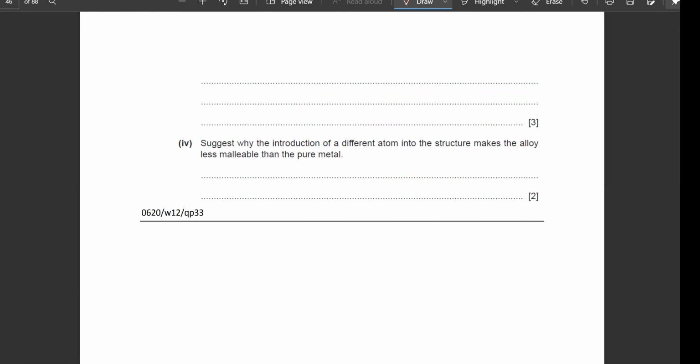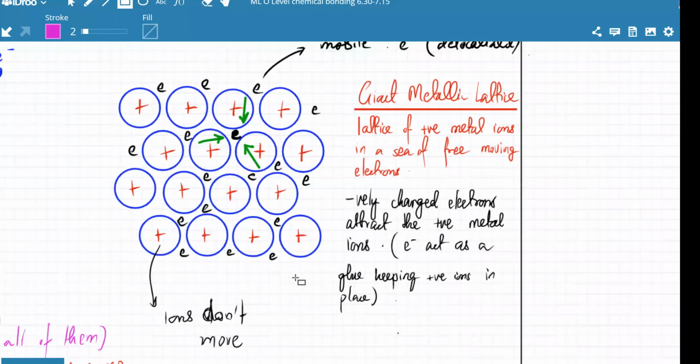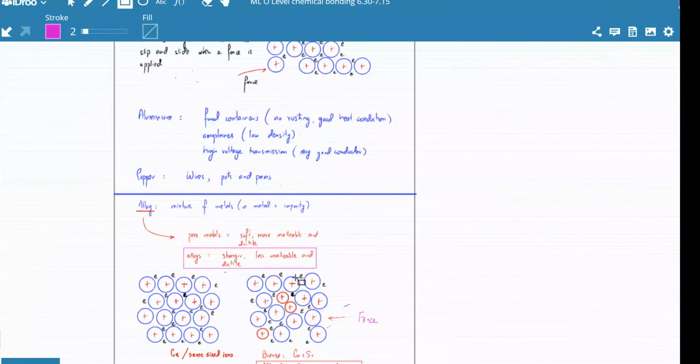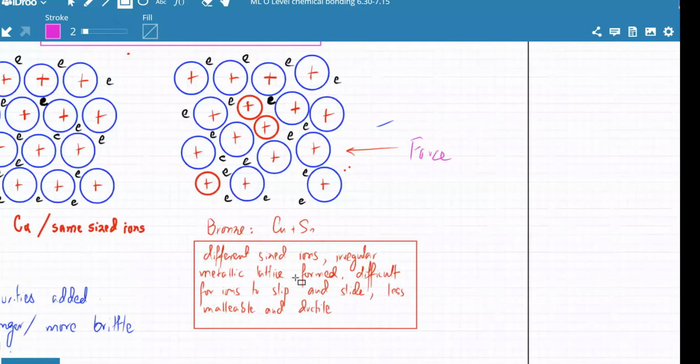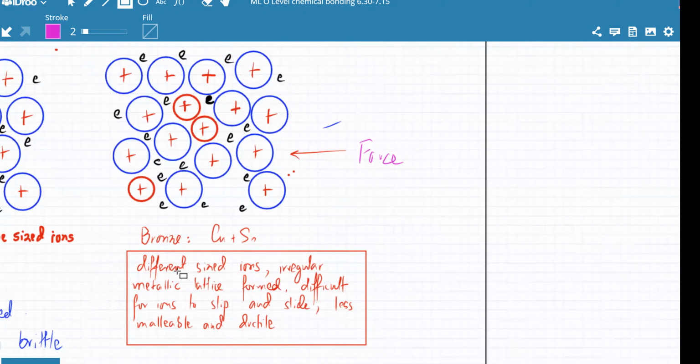You add, so there are small or big ions in between the normal ions. So what you're going to write is that different sized ions create an irregular metallic lattice, and it becomes difficult for ions to slip and slide. Hence, they become less malleable and ductile. Is that clear?